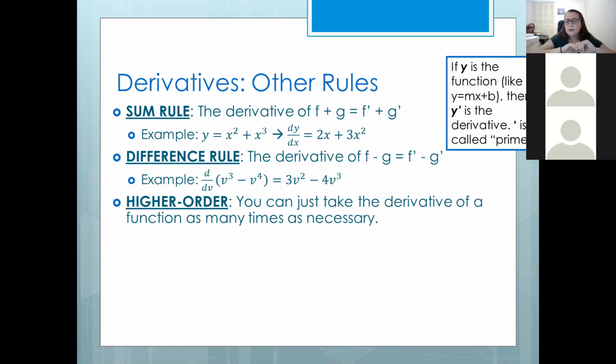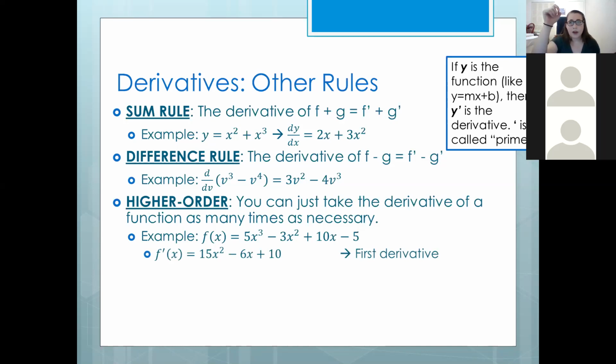And for things called higher order derivatives, we can take the derivative of a derivative of a derivative of a derivative as many times as necessary. And once you get to a certain point, it kind of becomes silly to keep taking a derivative, but you can do it as many times as you need to. So for example, if our function f of x, that's another way to write a function, is 5x cubed minus 3x squared plus 10x minus 5, a long function, and we want to find the derivative of that function.